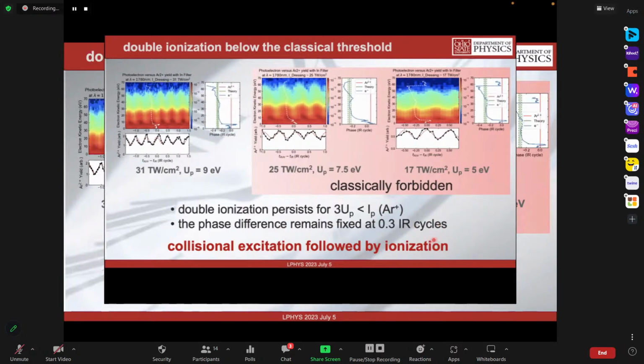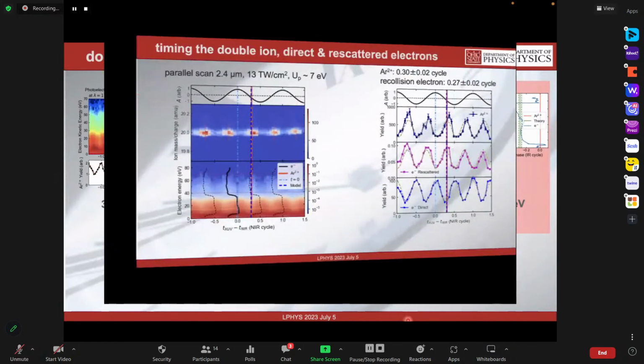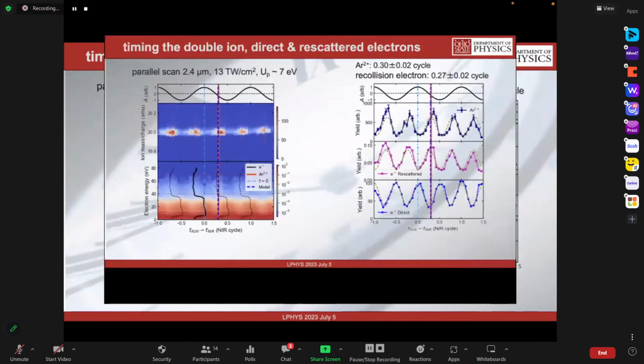So here's an example of where we can study the strong field physics in a regime that you would not access in, say, a traditional strong field experiment. So let's take this even further. Let's now clock the rescattered electrons, that is, the electrons that underwent elastic scattering against both the double ion and the direct electrons. And here's the result.